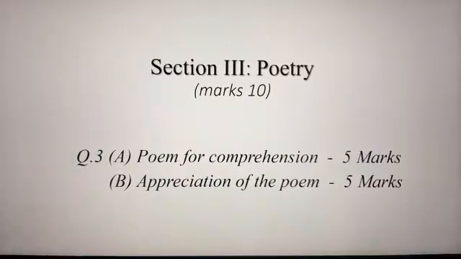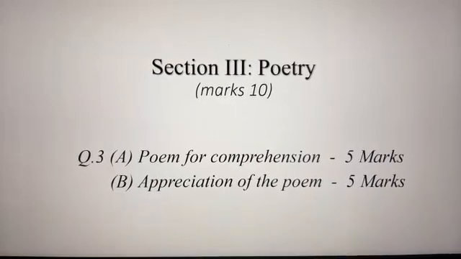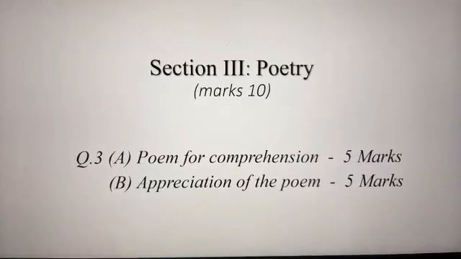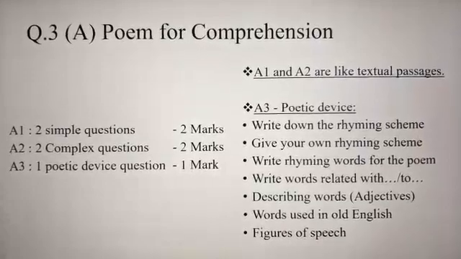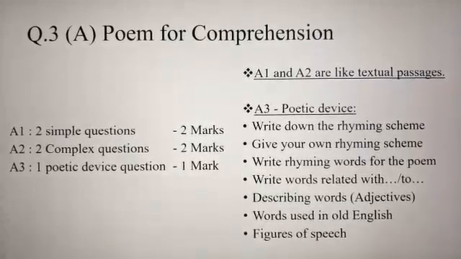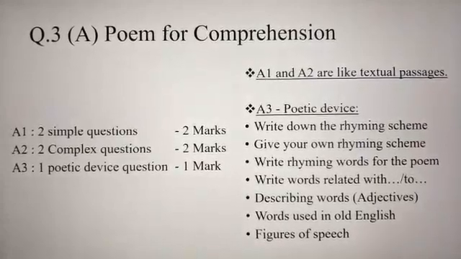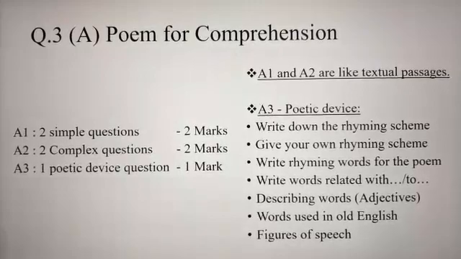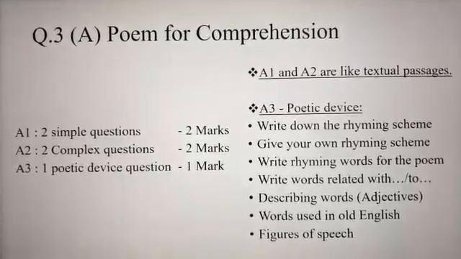Let us move on to section 3, poetry, that carries 10 marks. Question 3A is poem for comprehension for 5 marks and B is appreciation of the poem for 5 marks. Here we have the distribution of marks. Activities A1, A2, A3 for comprehension are: simple questions of 2 marks, complex questions carrying 2 marks, and a poetic device question of 1 mark.